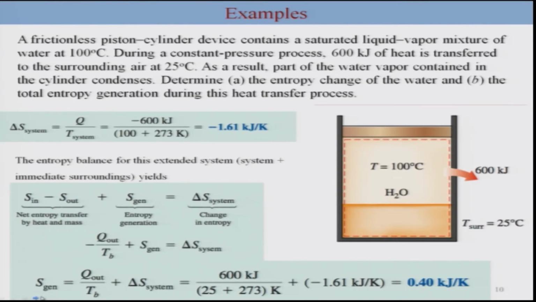So this is an example of a frictionless piston cylinder which contains a saturated liquid-vapor mixture of water at 100 degrees Celsius, and during a constant pressure process 600 kilojoules is transferred to the surrounding at 25 degrees Celsius. As a result, part of the water vapor contained in the cylinder condenses, because you have taken out the heat from the system. And what we have to find out is the entropy change of the water.